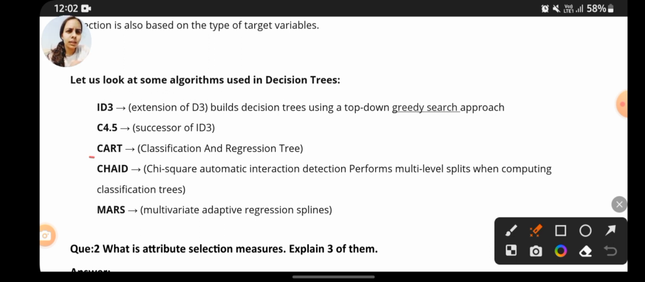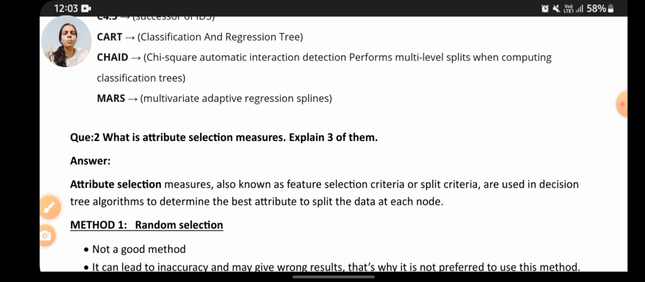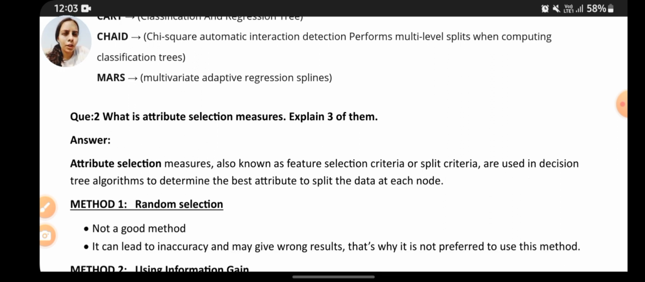ID3, which is an extension of D3, builds the decision tree using a top-down greedy search approach. Another is C4.5, which is the successor of ID3. Third is CART, which is classification and regression tree. Then CHAID, which is Chi-square automatic interaction detection, performs multi-level splits when computing classification trees. And MARS, which is multivariate adaptive regression splines.